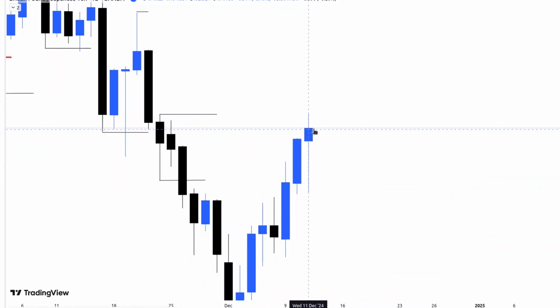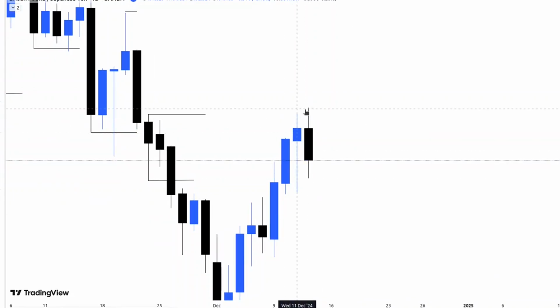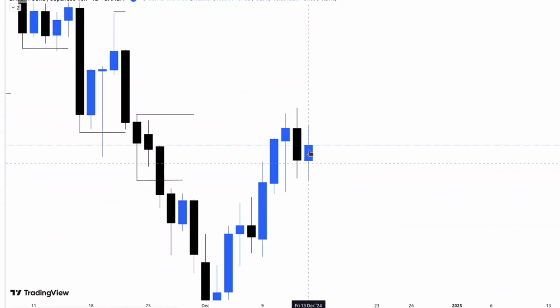Price took out that high and still continue and closes above this candle. So I'm expecting price to still take out this high here. Price took out that high here, closes inside this candle. We have a bearish closure, so I'm expecting this low to be taken out. Price took out that low.